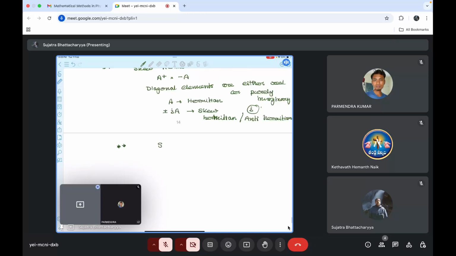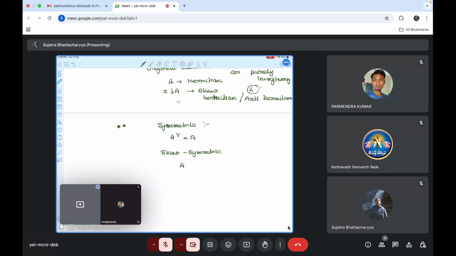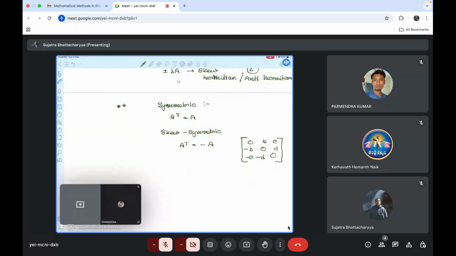Second thing is about the symmetric and skew symmetric. Just quickly, I will write and we'll finish this. Symmetric is A transpose is equal to A. Hermitian was A dagger, transpose conjugate, but here it is only A transpose is equal to A. And skew symmetric or anti-symmetric is A transpose is equal to minus A. The matrix looks like this. The diagonal elements are 0. All other elements are just the minus of that, like this. Okay. So diagonal elements are 0.